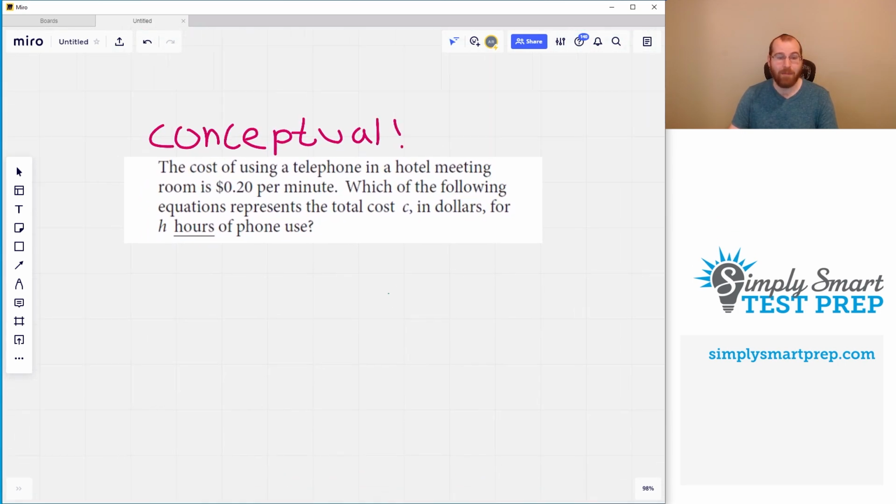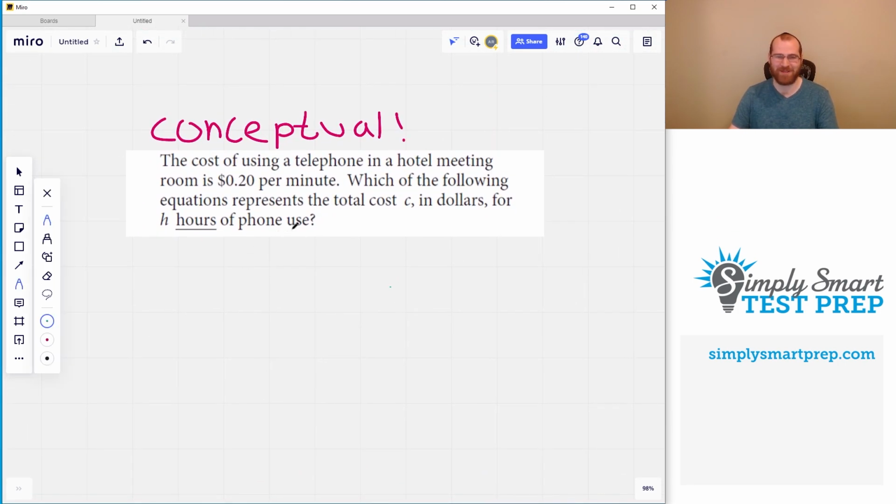Okay, this last problem really gives people fits, and if we use our method, it is super, super easy. So let's break that down. We know this is a unit conversion problem, so I'm going to zoom right to this last sentence over here. Which of the following equations represents the total cost C in dollars for each hours of phone use?